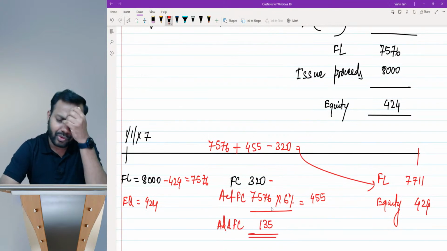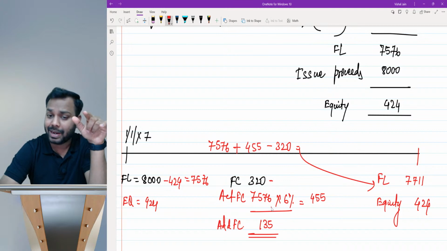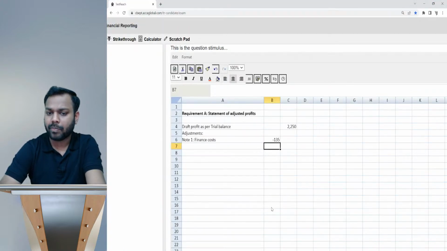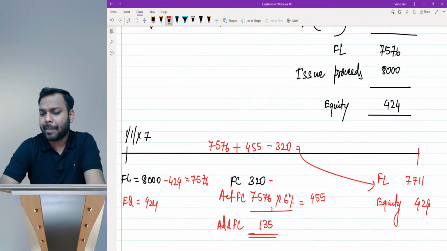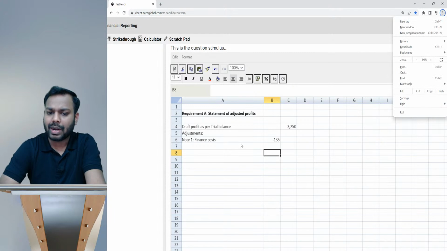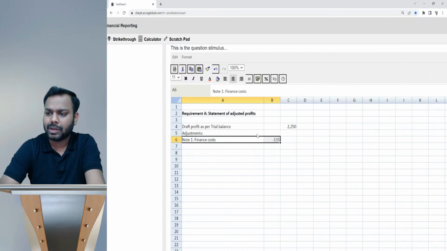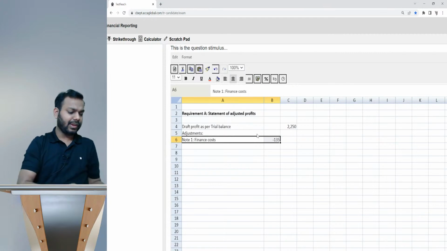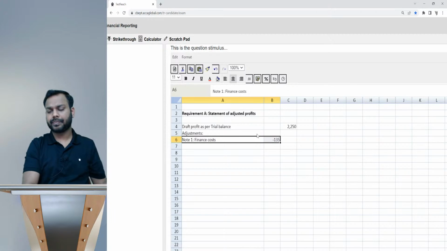Any other thing which will impact the P&L? No other thing will impact the P&L, right? Definitely it will impact my balance sheet, but we are not preparing the balance sheet as of now, but nothing will impact my P&L, right? Is it clear guys, everyone? Tell me.